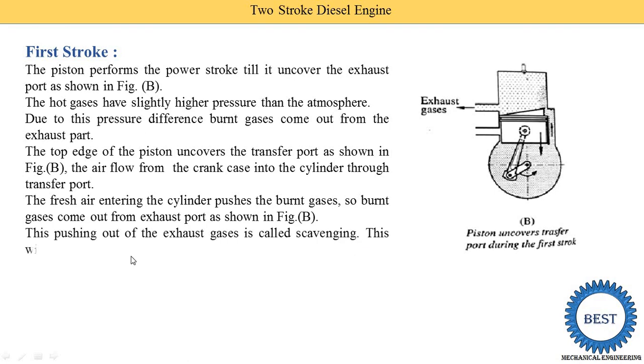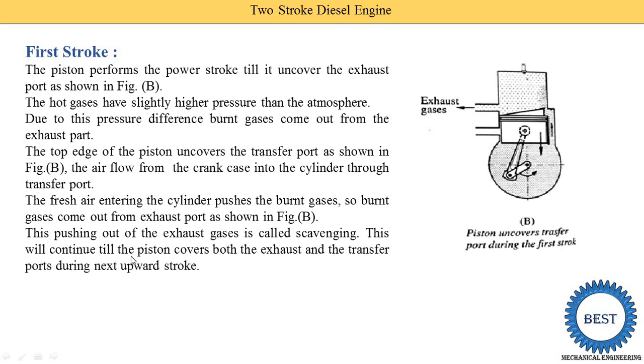The pushing out of these exhaust gases is called scavenging, and this will continue till the piston covers both the exhaust and the transfer ports during the next upward stroke. Up to which limit does scavenging continue? When the piston returns from BDC to TDC and covers both the exhaust port as well as the transfer port, scavenging stops. This scavenging process continues for about 70 degrees of rotation of the crankshaft.